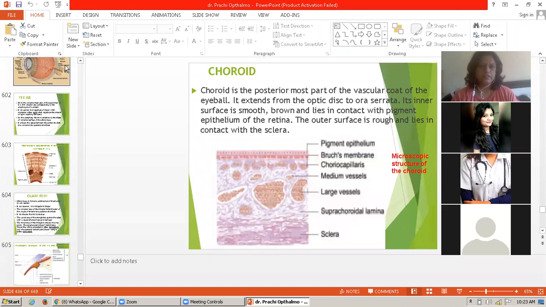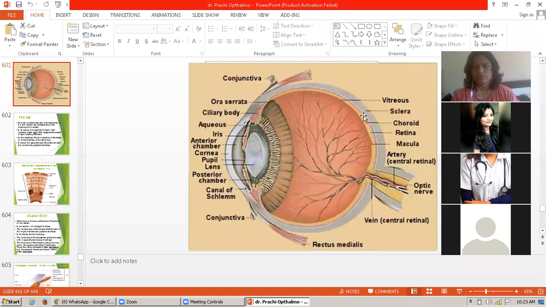Just outer there is a sclera, and the outer layer is rough. So, this is a sclera. This blue line is a sclera, and internally there is a smooth line, that is retina, and in between that there is a choroid.